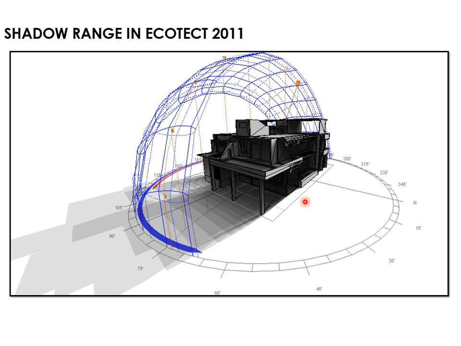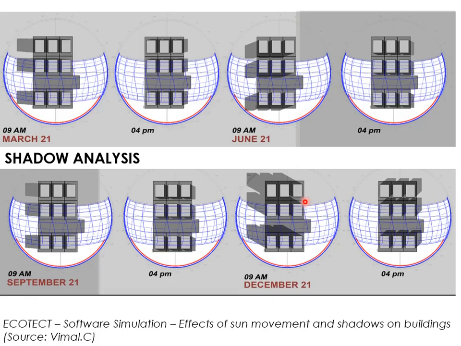Now you can see it's a very small residence done by us, and we try to find out what the shadow range is for the whole year, etc. This is one of the basic, fundamental things which you can do very graphically in a software called Ecotect.